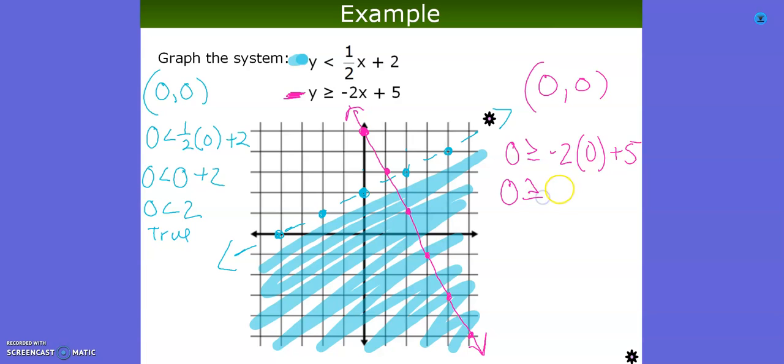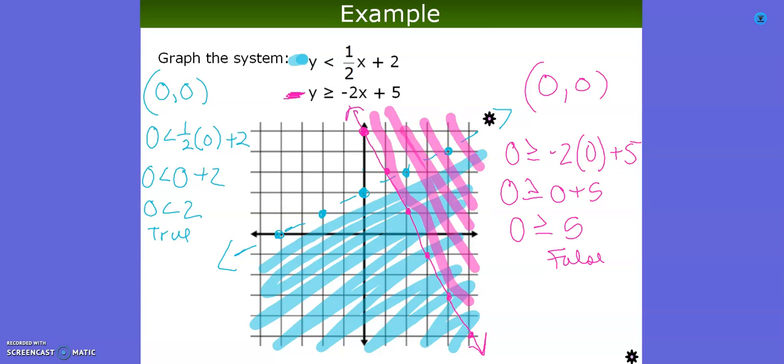0 greater than or equal to 0 plus 5. So let's see, is 0 greater than or equal to 5? Is that true? No, that's false. 0 is not greater than or equal to 5. That means I don't want to shade the side of the pink line that has 0, 0. I want to shade the other side. So I'm going to go ahead and take my highlighter and shade the other side. So that's going to be over here.